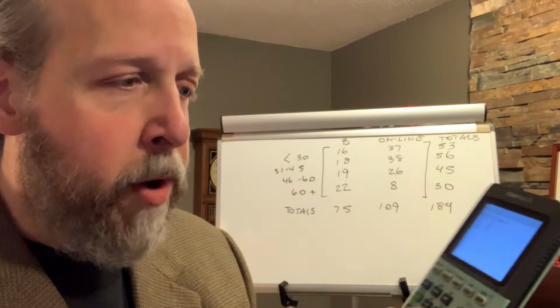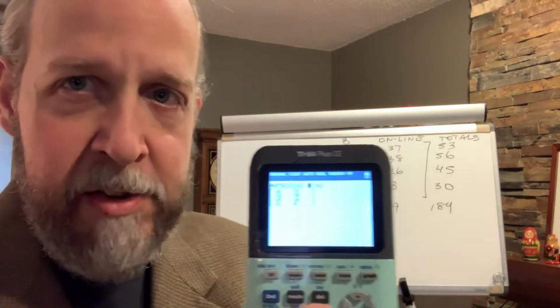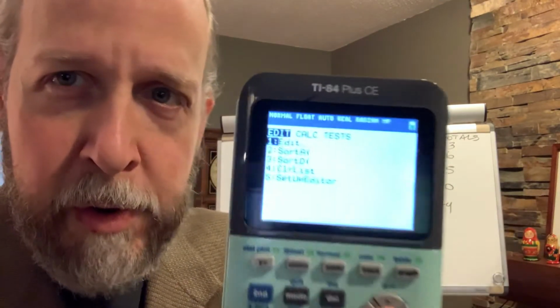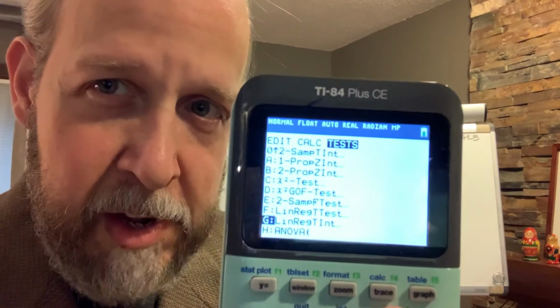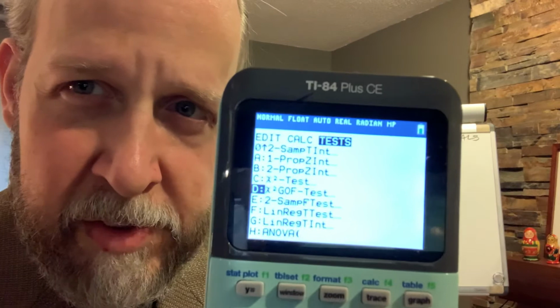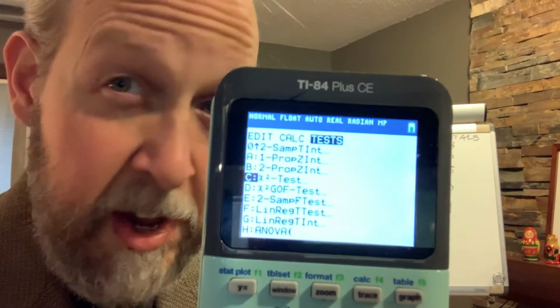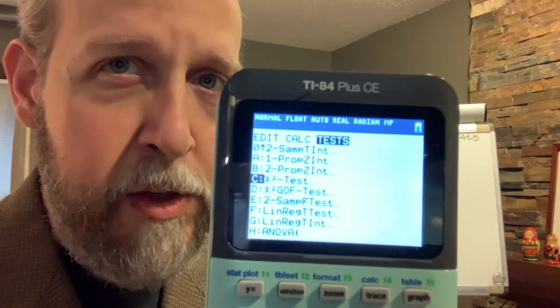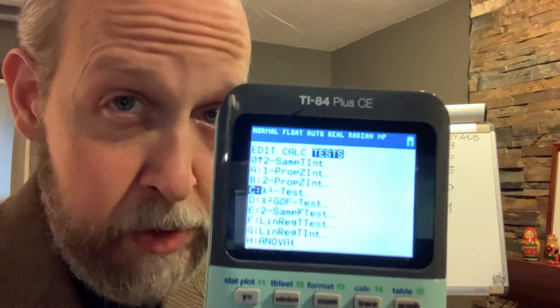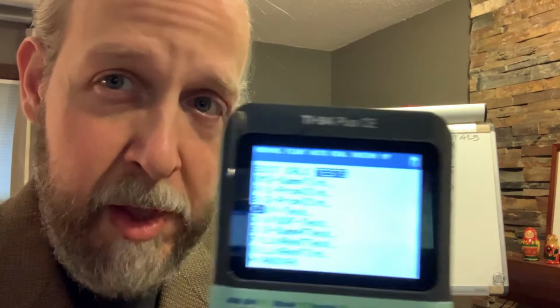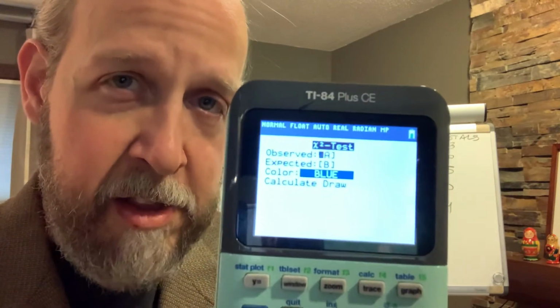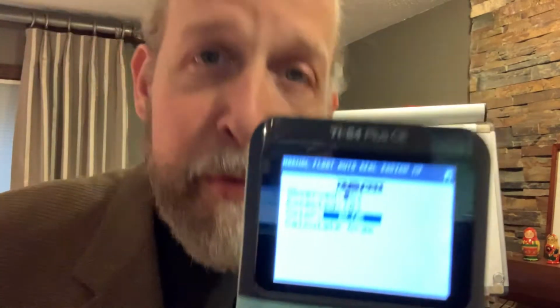Next, I want you to go to Stat and then go to your tests. And I want you to go up, not down, to where it says chi-square test, option C. Do not use the GOF test, that's goodness of fit. That was for the first kind of chi-square test we looked at. So look at the chi-square test. It says observed.